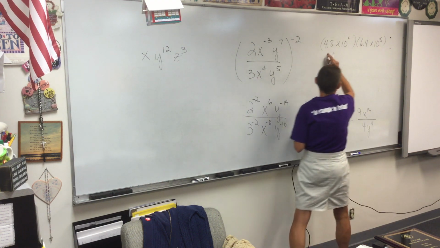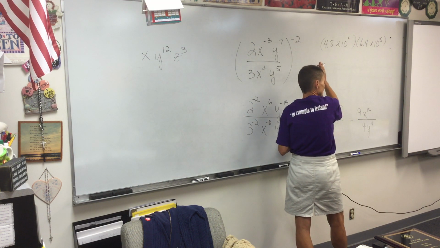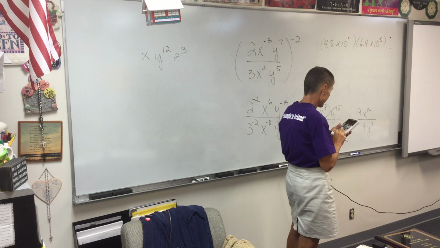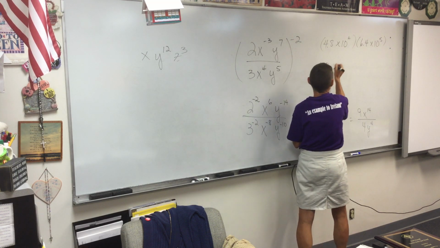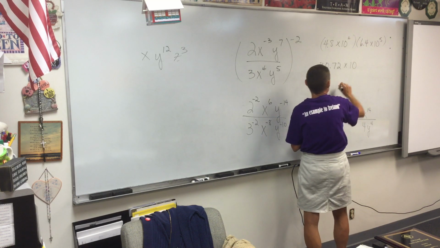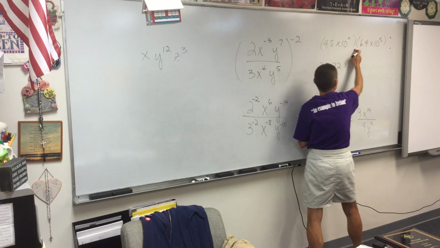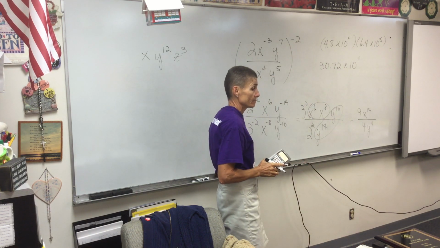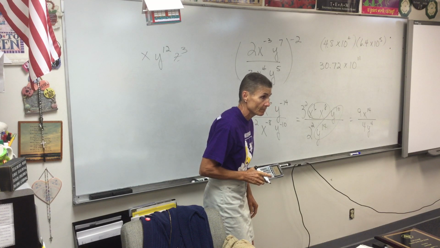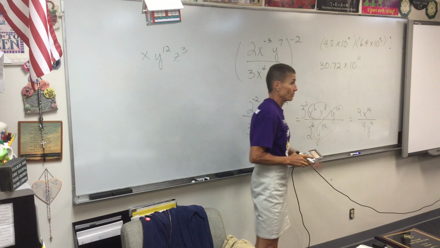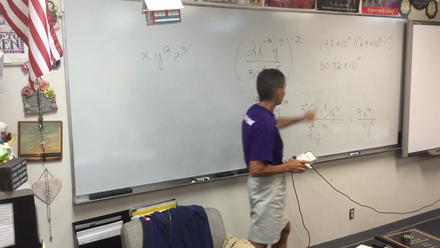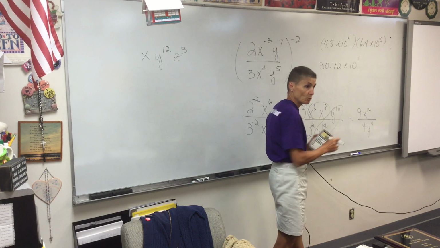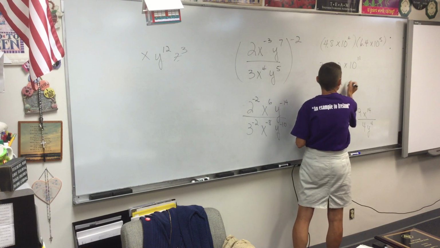Now, when I do that, this is all multiplication. Multiplication is commutative and associative. So I'm going to go ahead and multiply the 4.8 times the 6.4, and I get 30.72. I have 10 to the 6th times 10 to the 5th. That will be 10 to the 11th. Are you okay with that so far? Would you put this in the answer blank? No. Because see this number right here? Is it between 1 and 10? So I've got to make it between 1 and 10. So 3.072.